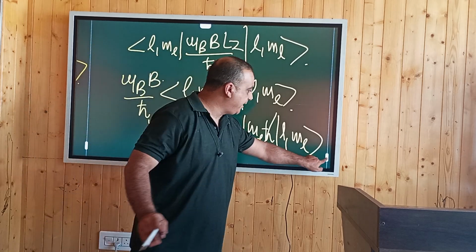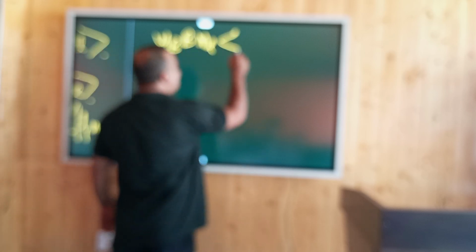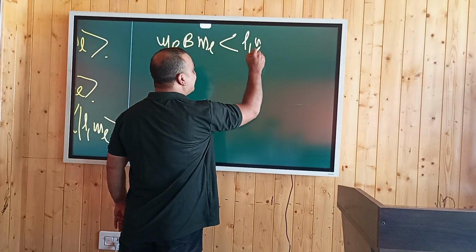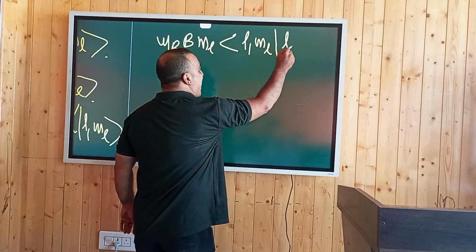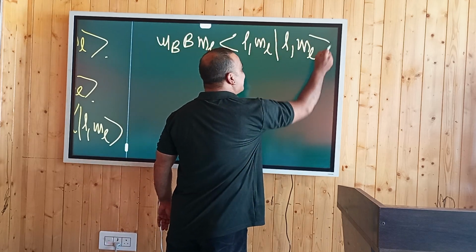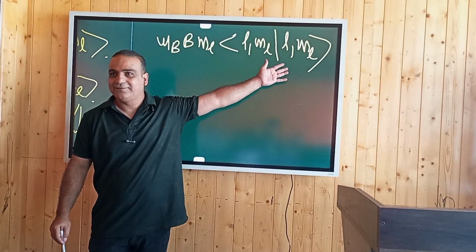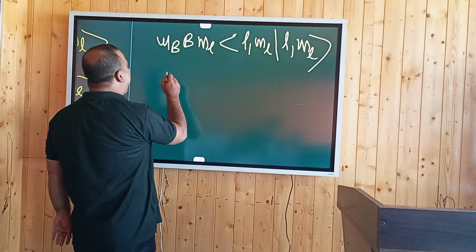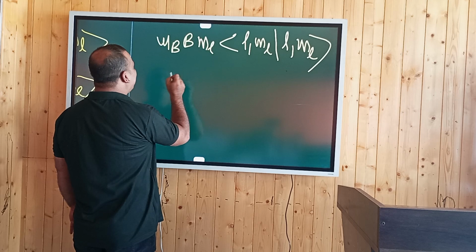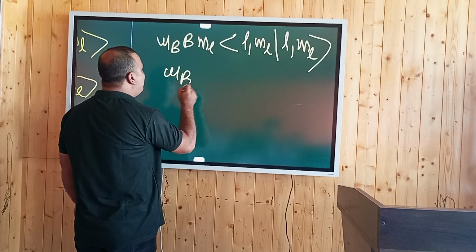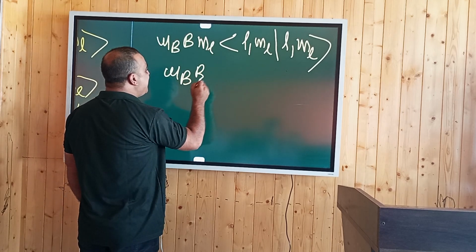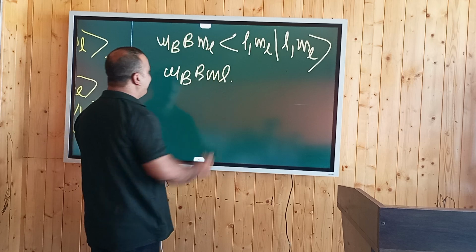Can I move on from here? Yeah, you have mu B, B is out, ML is out, and you have a situation: L, ML with L, ML. This is already done in the problem of hydrogen atom, and its value is equal to 1, right? So you have the correction here: mu B, B, ML.